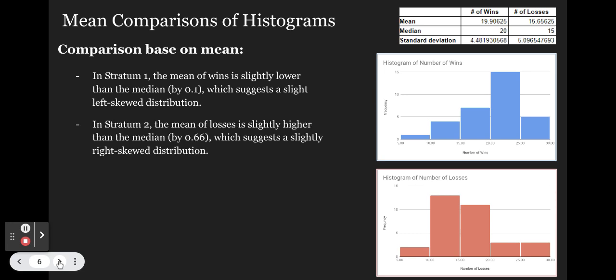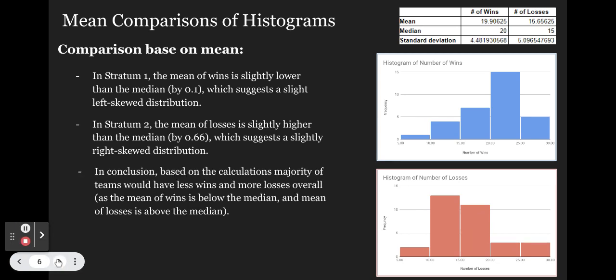In stratum 2, the mean of losses is slightly higher than the median by 0.66, which suggests a slightly right skewed distribution. In conclusion, based on the calculation, the majority of teams would have fewer wins and more losses overall, as the mean of wins is below the median and the mean of losses is above the median.